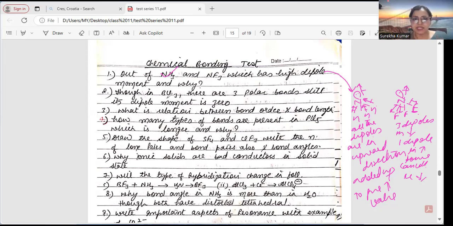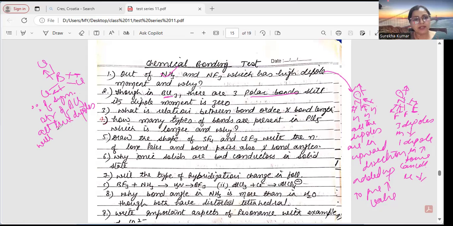Next is, though in BCl3 there are three polar bonds, still its dipole moment is 0. Once again, we have to draw the structure. BCl3 has triangular planar structure, so all these dipoles will cancel out each other. Why? Because of symmetrical structure. So the answer is: because of the symmetrical structure of BCl3, all the dipoles will cancel out each other. Right? This question is also done.